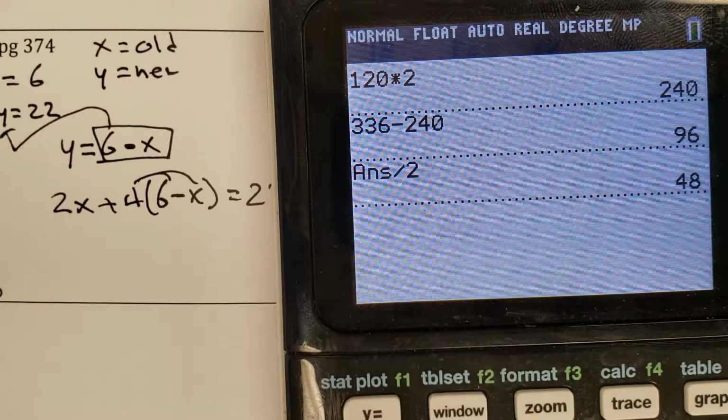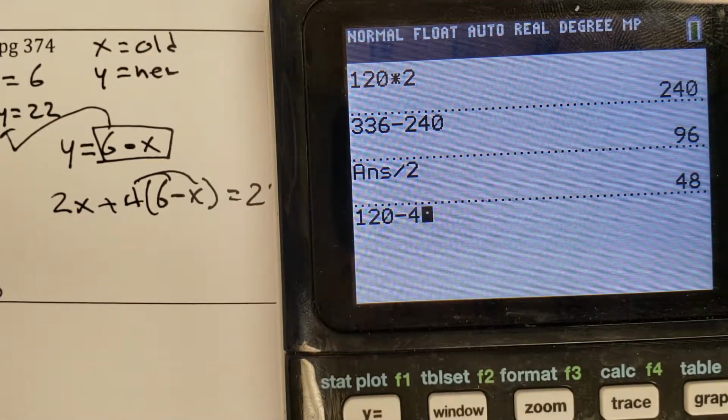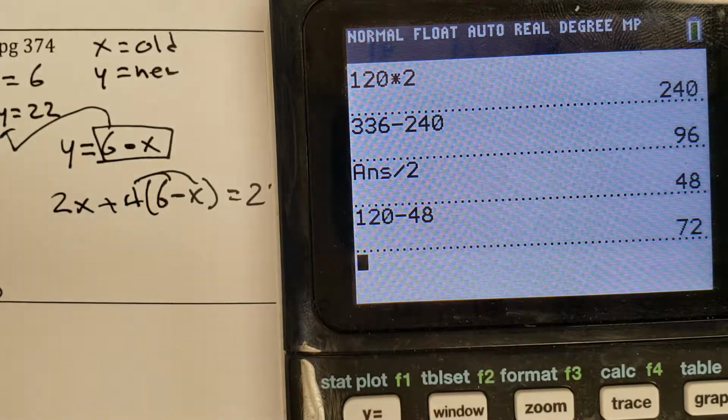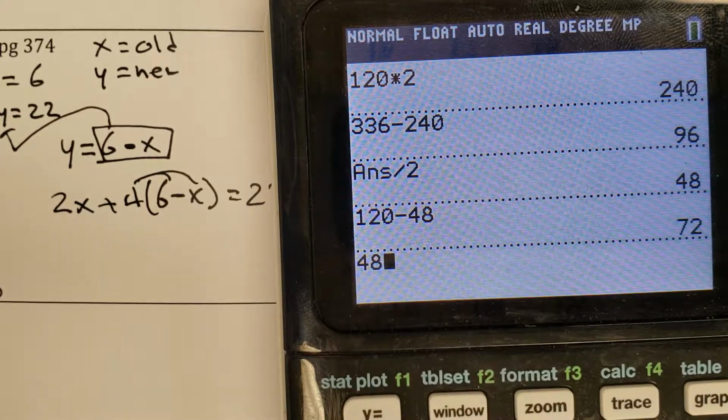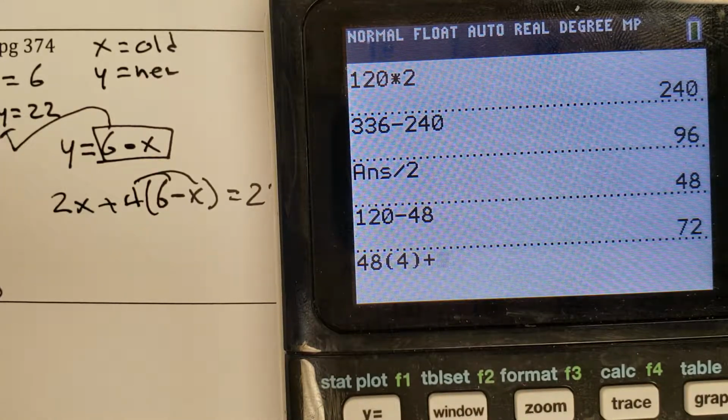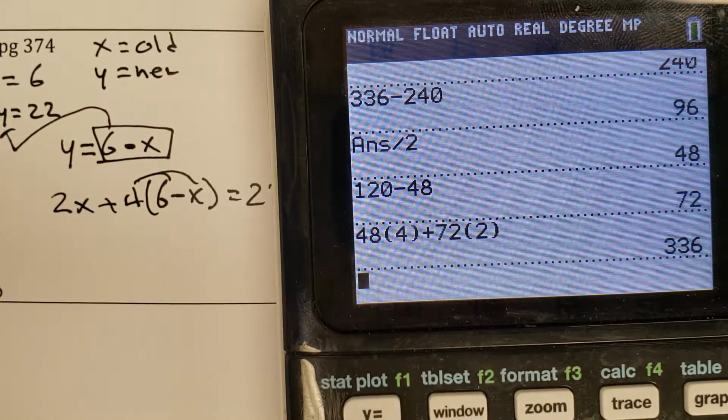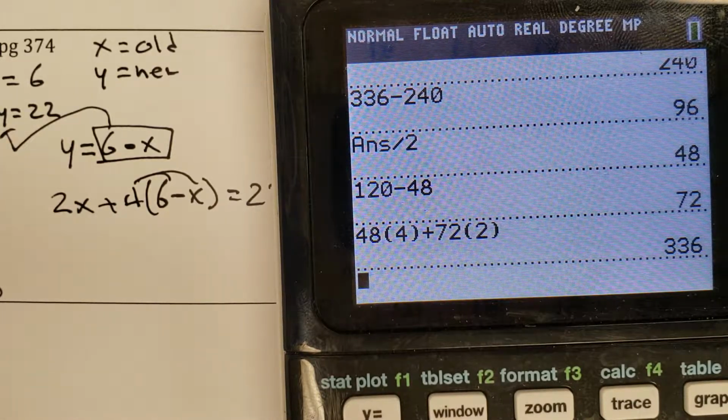48 cows and 72 chickens. I just got a feeling. Watch this. Here we go. 48 cows times 4 legs plus 72 times 2. 336 legs. Nice. There you go.